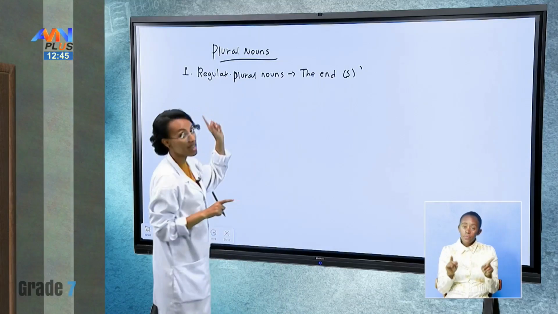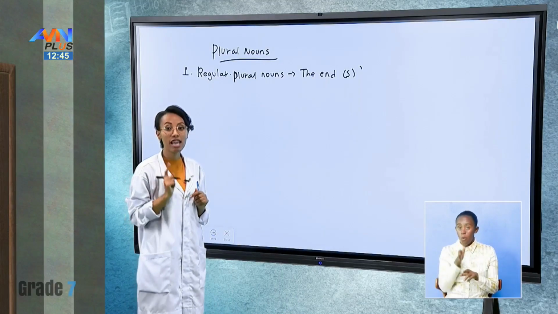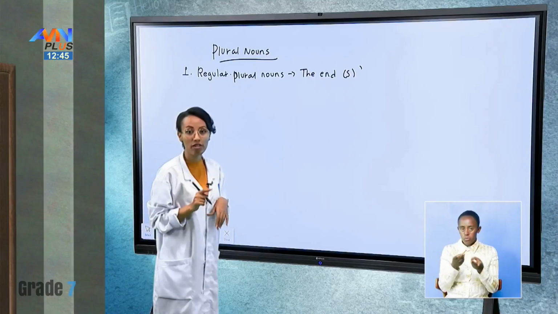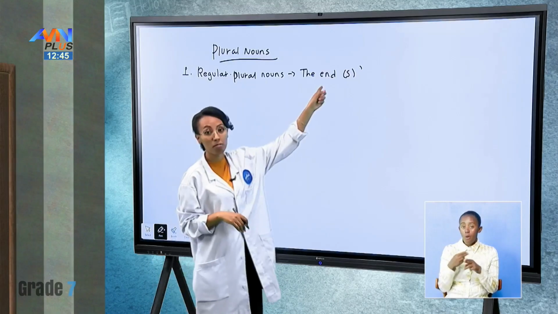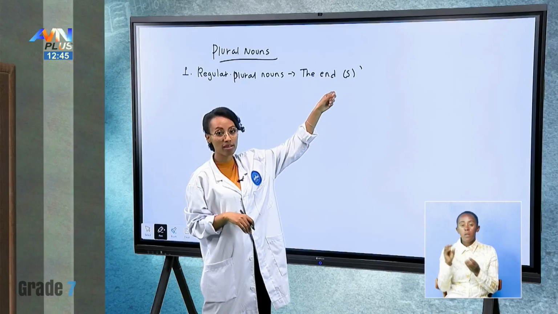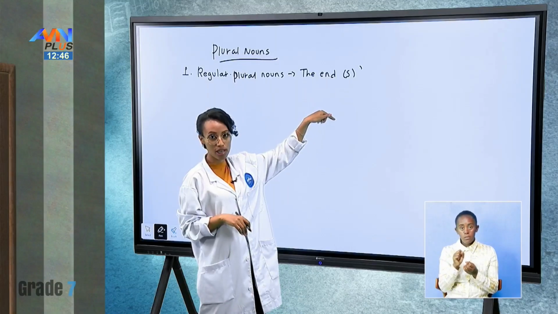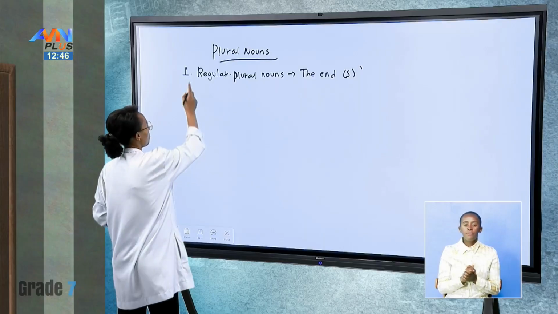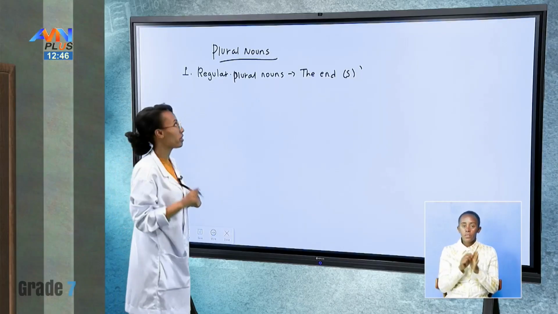But if it is irregular plural nouns, we'll get to it later. If it's irregular plural nouns, then we will add what? Apostrophe first and then S, okay? We'll get to it later. But first, let's do the regular plural nouns.